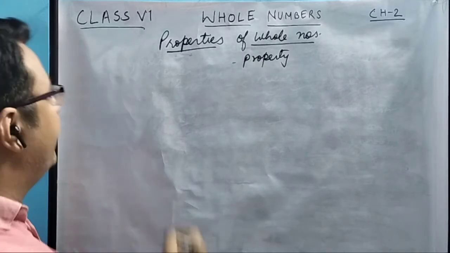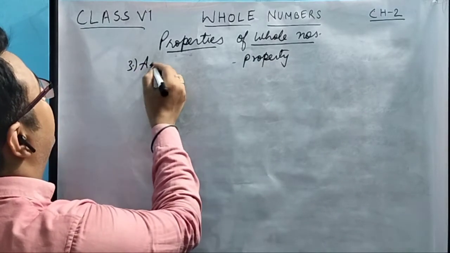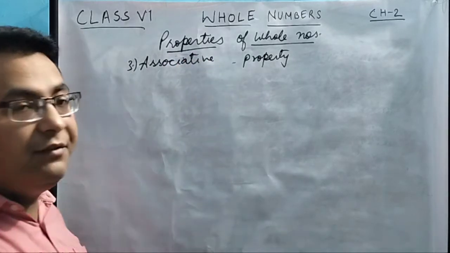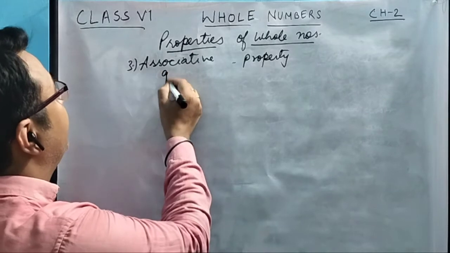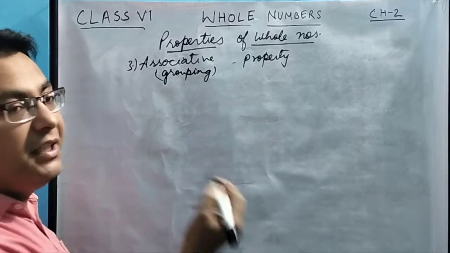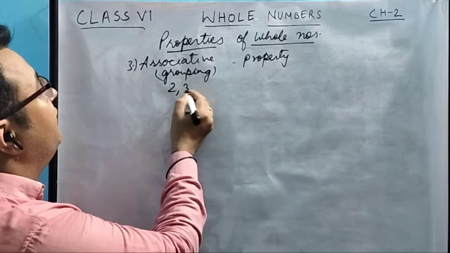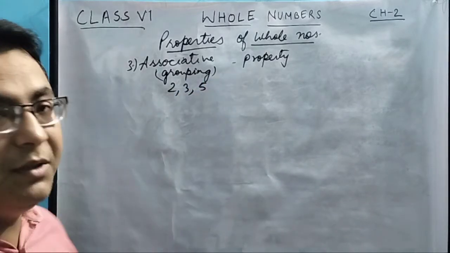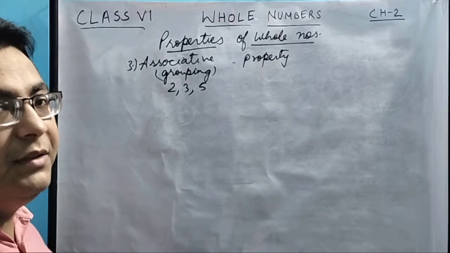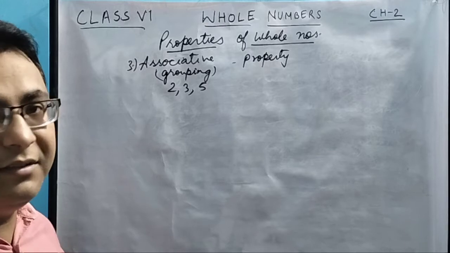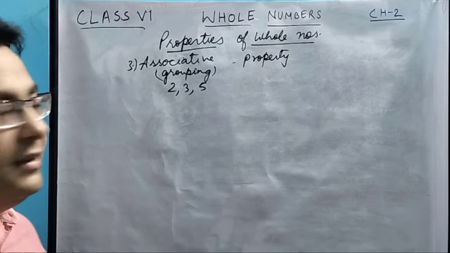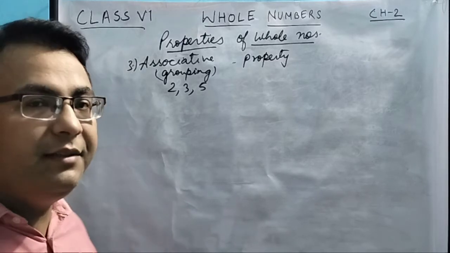The word associative is made from association or grouping. Now suppose we have three whole numbers, let's say 2, 3 and 5. If we form the grouping of these whole numbers, it can be formed in 2 or 3 ways. If the result comes same in all the possible cases, then we say that associative property is satisfied.